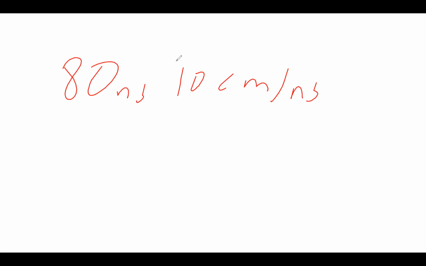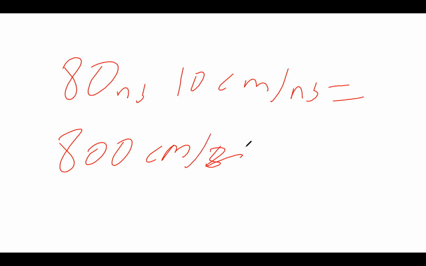Well, what you would do is multiply 80 nanoseconds by 10 centimeters, which would equal 800 centimeters or 8 meters in total travel distance. In order to convert that to how deep you can go, you'd have to divide that by 2, which would equal 400 centimeters deep, because it has to go down 400 and come back up 400. It's two-way travel time.